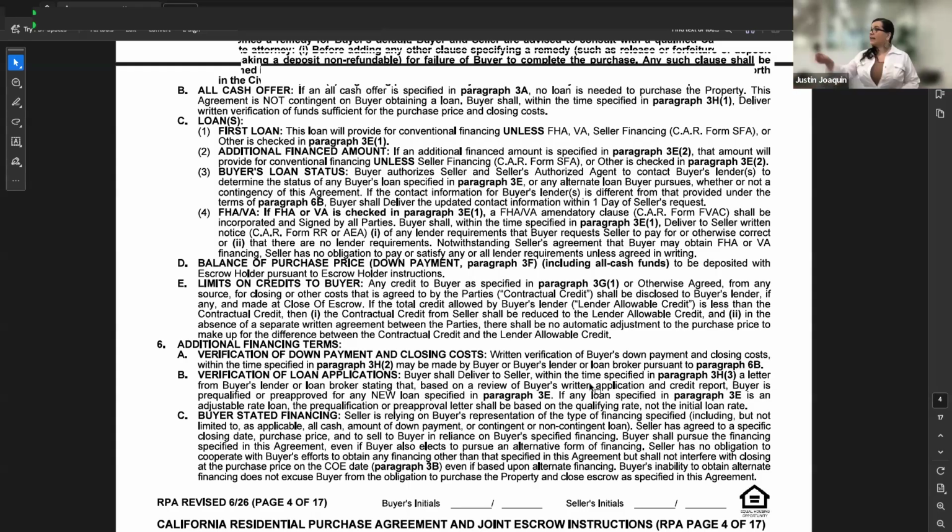So what does the first loan always default to? What type of loan is it automatically? We don't have to check any boxes. Conventional. Anytime you're typing up an offer, unless you check a box in the loan section, it's going to say my buyer's getting a conventional loan. That's what this C1 talks about.